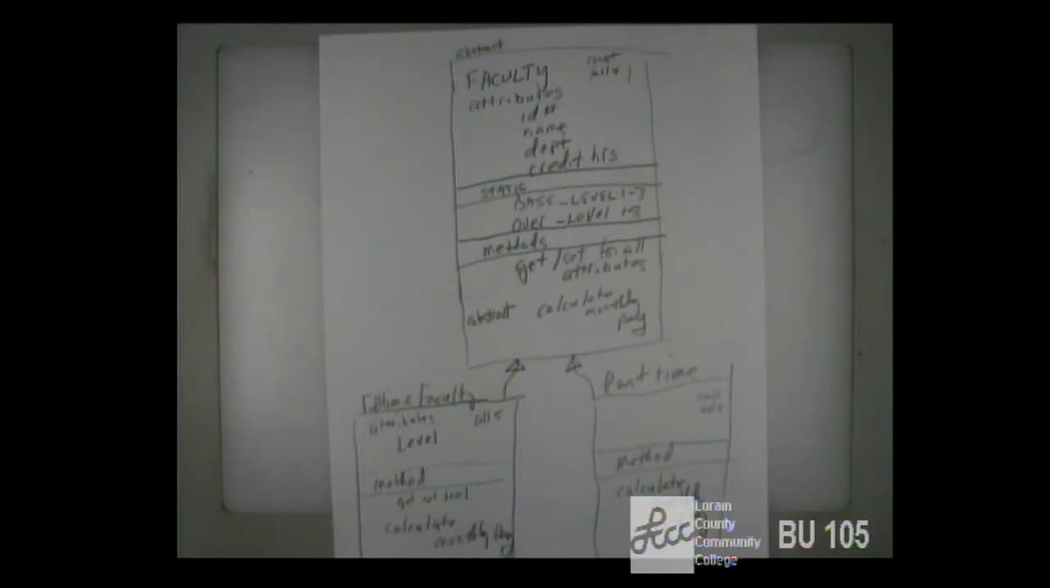What's the difference about a full-time faculty? Well, they have a level associated with them. It's 1, 2, or 3. And they have methods to get and set level, and they have a calculate monthly pay method. All right, let's go and build these, and I'll start. We'll see how far we get with this example. I don't know if we'll get all the way done with it today, but we should get so far with it.